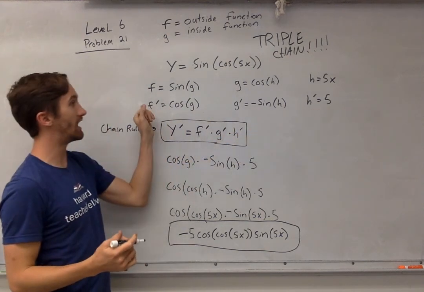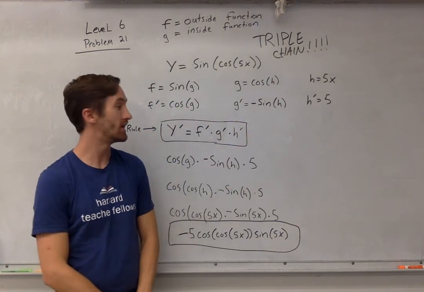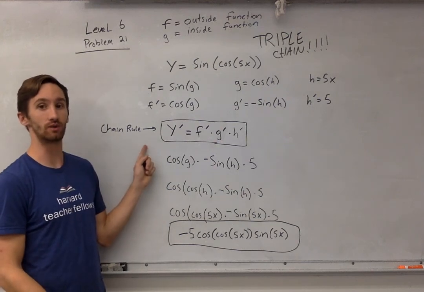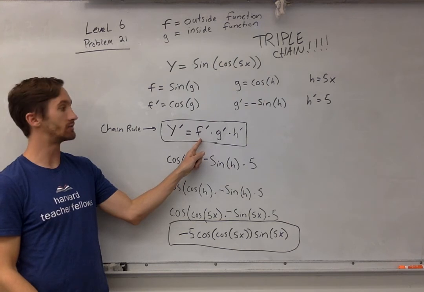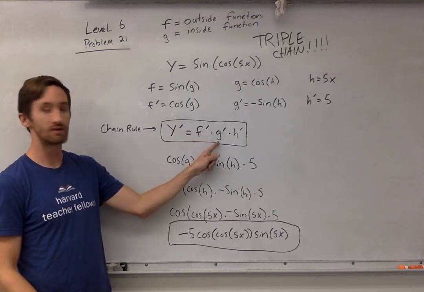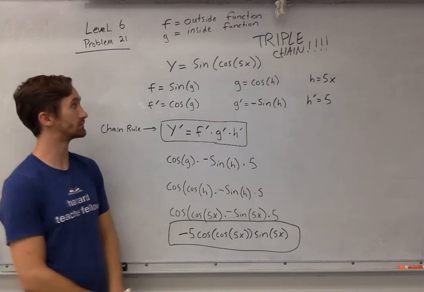I just added F, G, H, since H is the next letter in the alphabet. And our chain rule now has to expand to be the derivative of the outside times the derivative of the middle times the derivative of the inside. So let's jump in and see how that works.